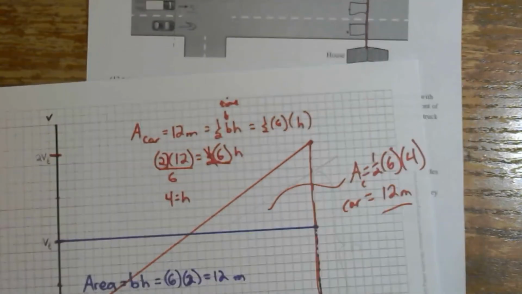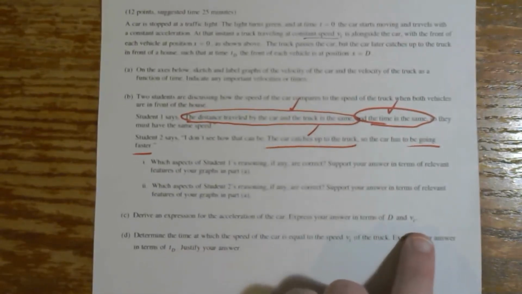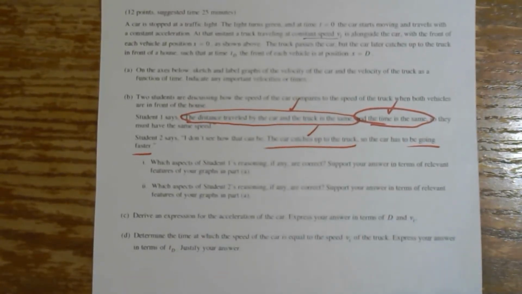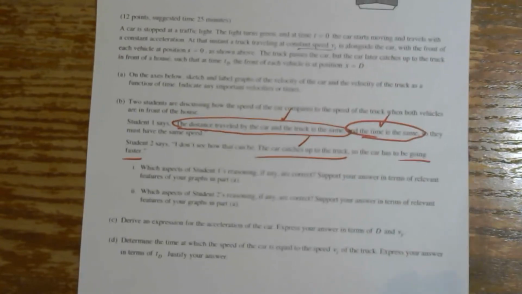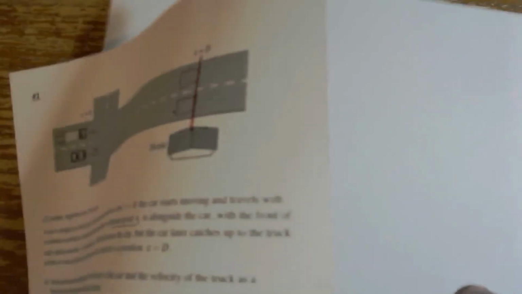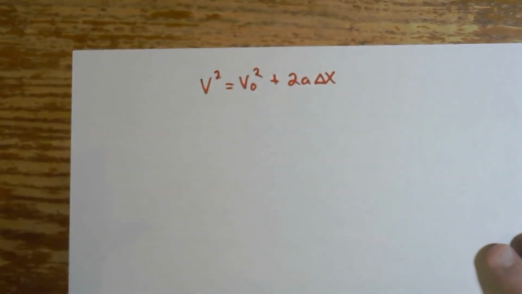All right, now part C says, let's derive an expression for the acceleration of the car. Express your answer in terms of d and vt. So this is where you're going to use some kinematics, because we know that the car is accelerating at a constant acceleration. I'm going to go back to this kinematic equation, v squared is equal to v naught squared plus 2a delta x. That's our kinematic equation.